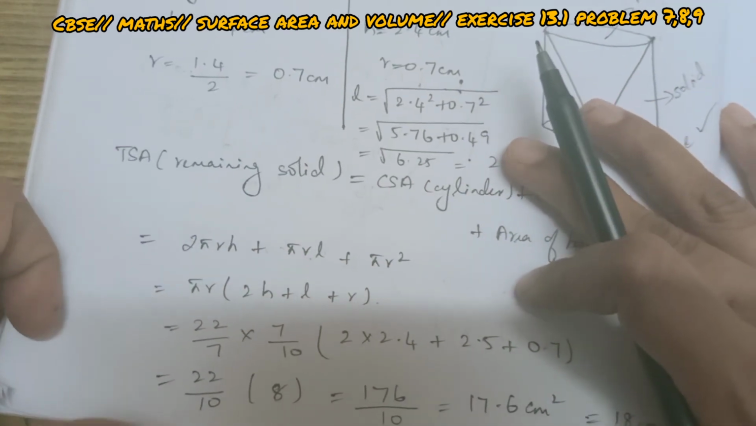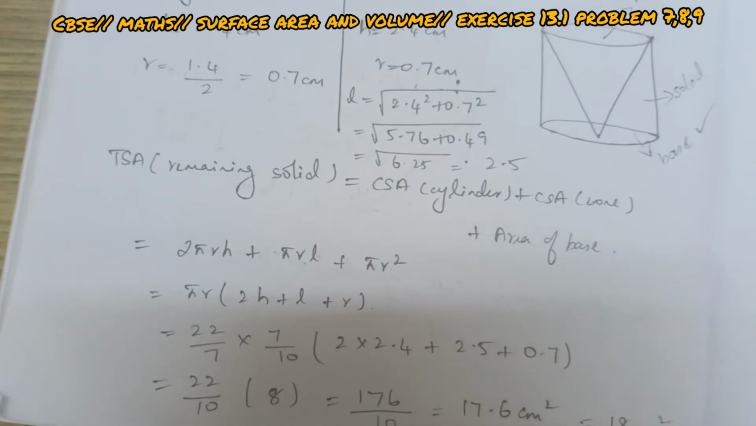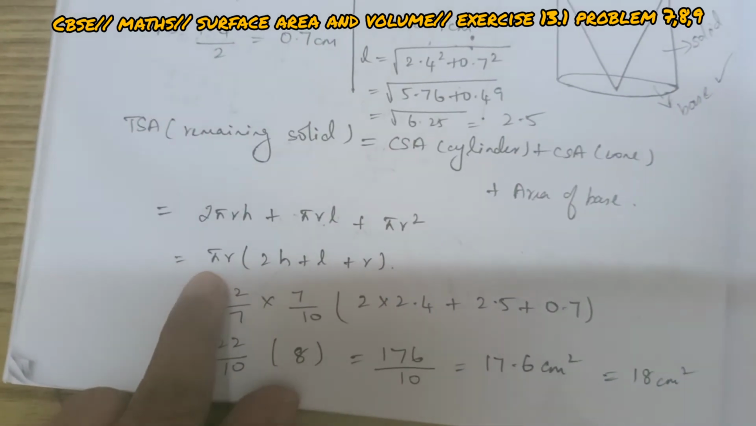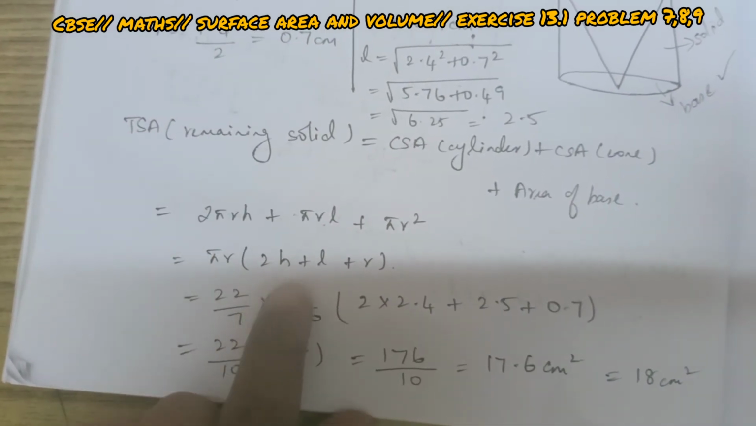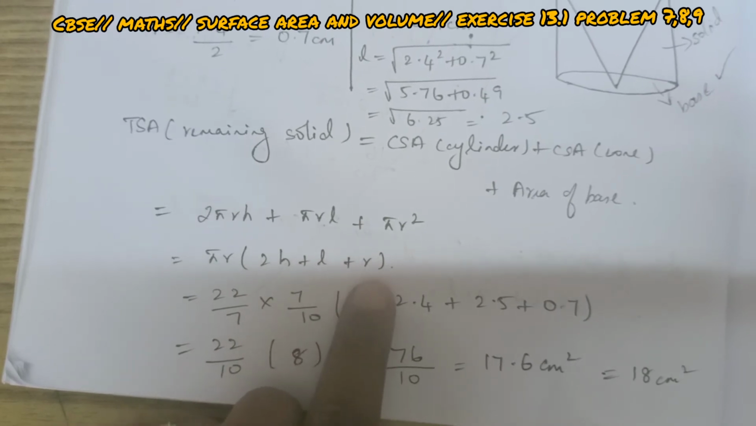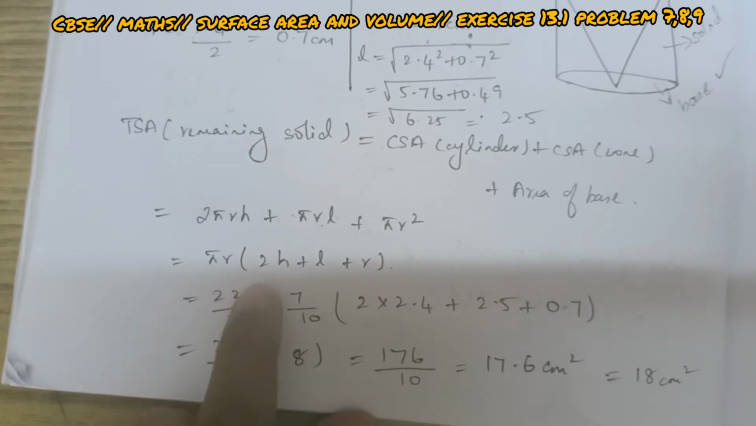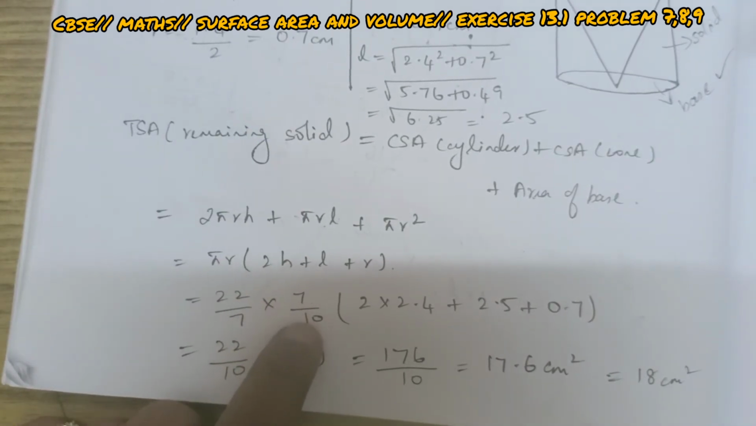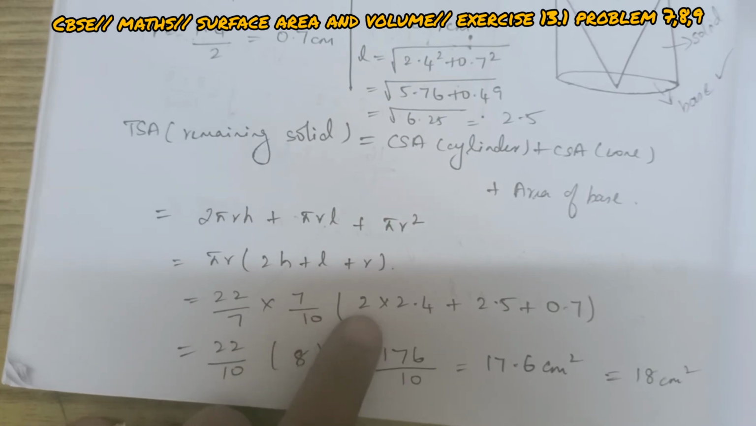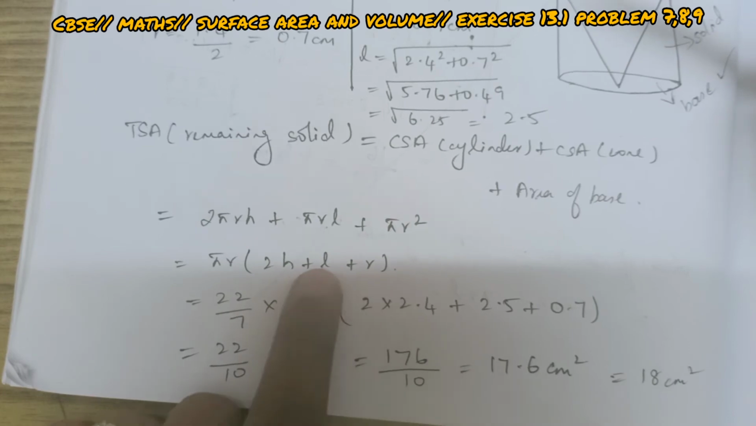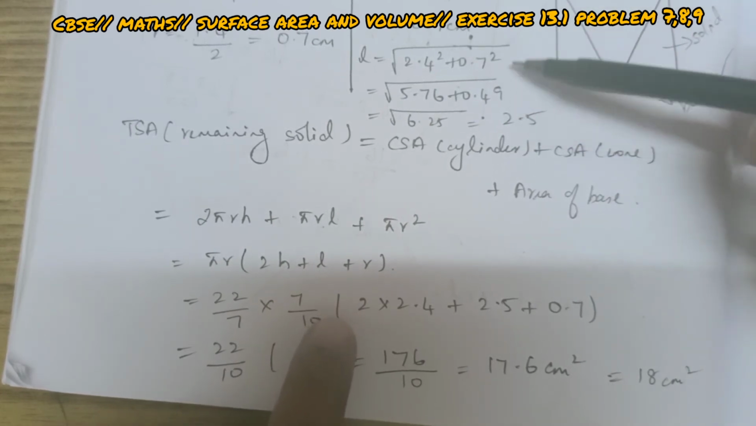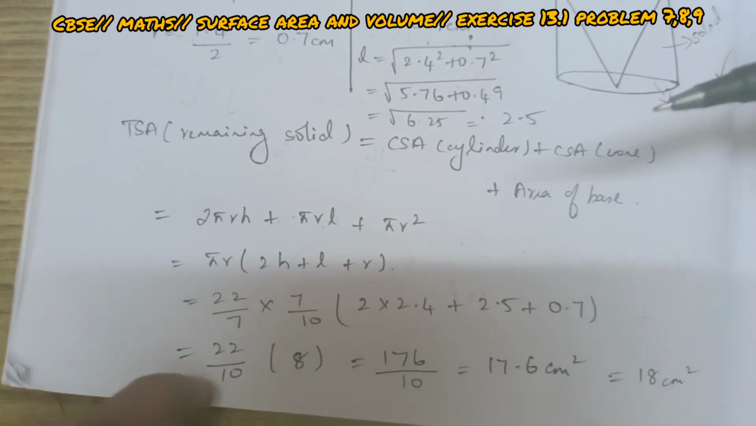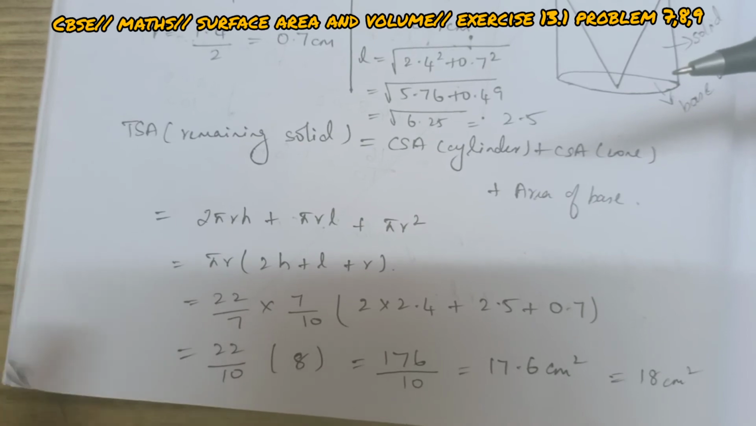Here I have just substituted the values and done the simplification. We will take pi R common, 2H inside, L is inside and 1 R is inside. Pi is 22 by 7, R is 0.7 only, but for cancelling sake I have written it as 7 by 10. If you want, you can write 0.7. Then 2 into H is 2.4 plus L is 2.5. I have found out here, I have shown the calculation also, plus R is 0.7. Simplify, you should get the answer. Okay, area of the remaining solid.